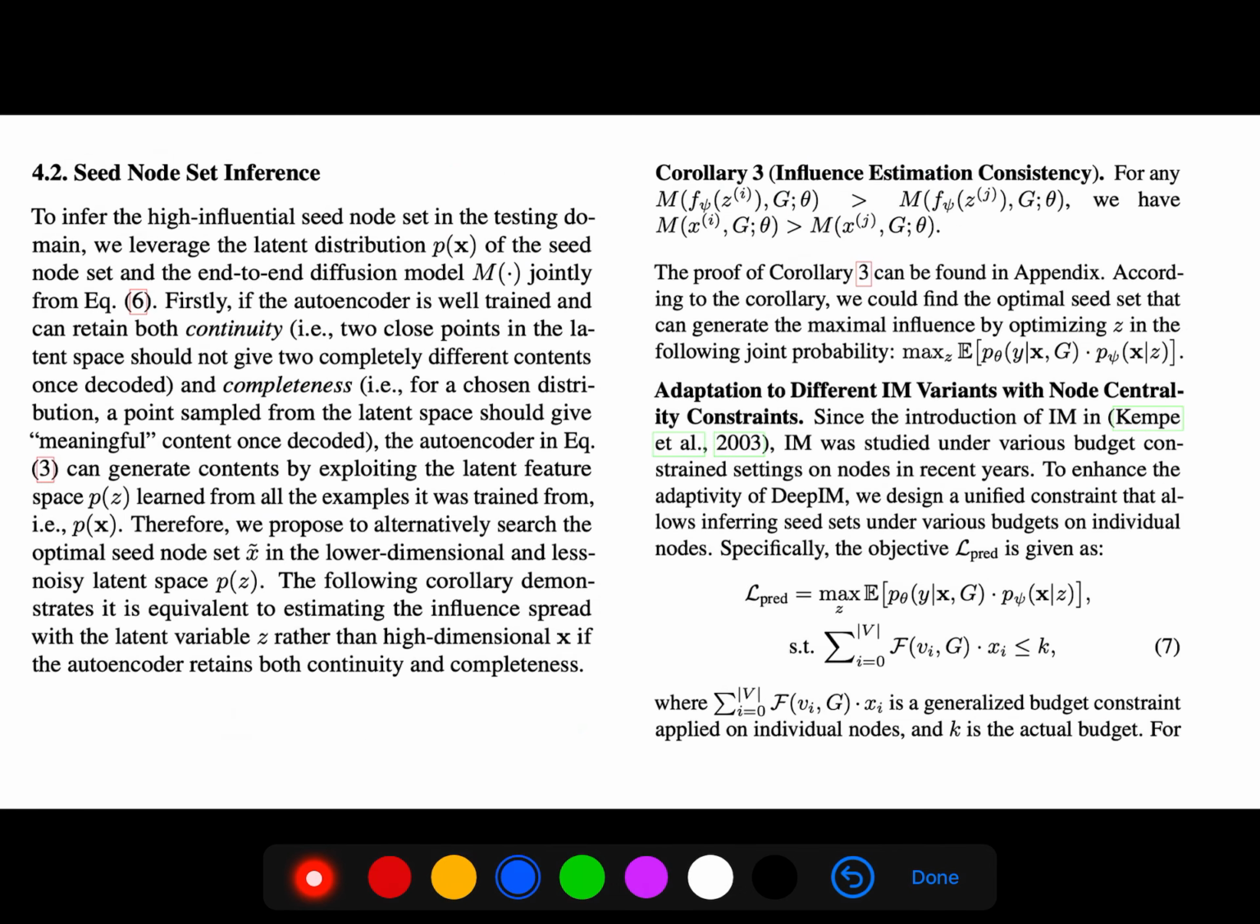So if the autoencoder is well trained and can retain both continuity and completeness, the autoencoder can generate contents by exploiting the latent feature space. So we propose to alternatively search the optimal seed node set in the lower dimensional and less noisy latent space, which is the probability of Z.